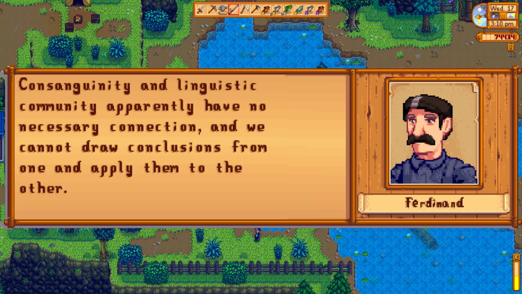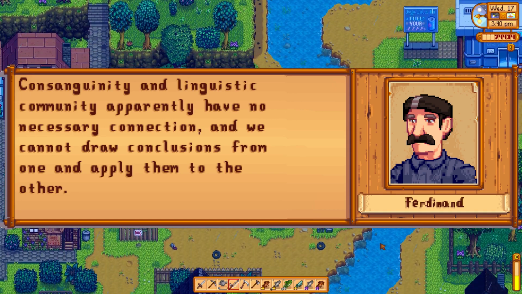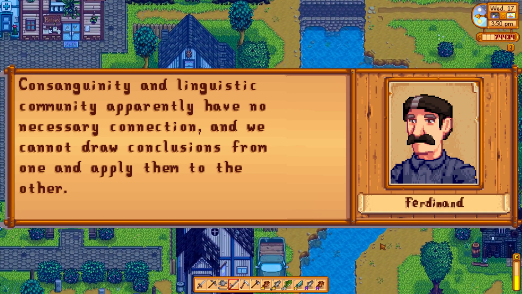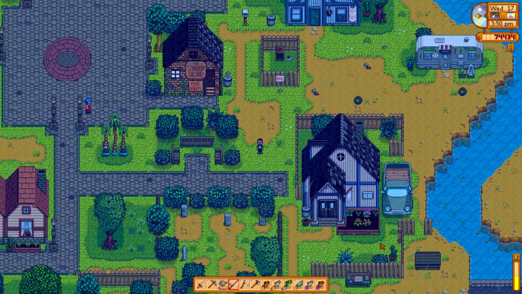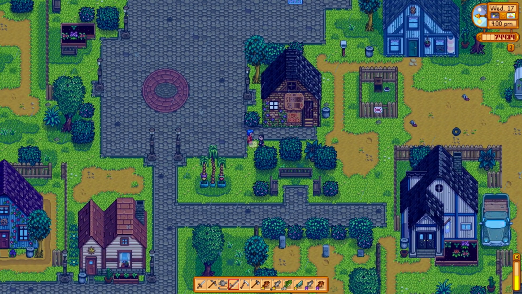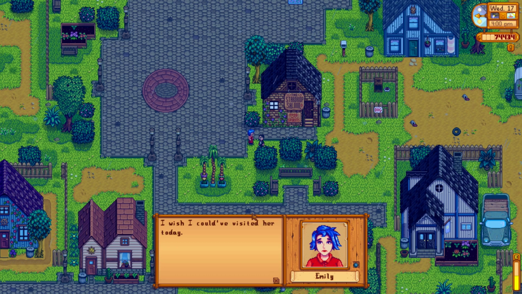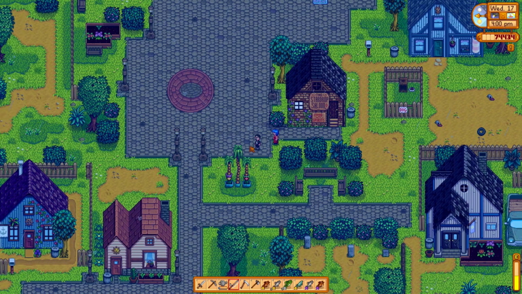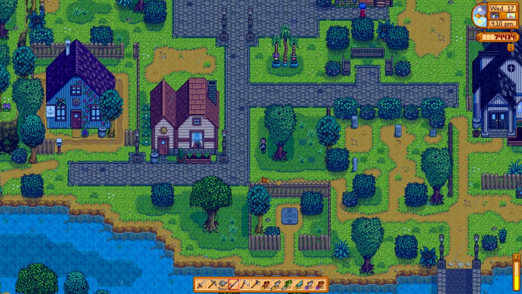Consanguinity and linguistic community apparently have no necessary connection, and we cannot draw conclusions from one and apply them to the other. This leads us to the next subchapter, ethnic unity. Although it's impossible to learn about race through language, ethnicity is another thing entirely. By ethnicity, Saussure is referring to unity of things like religion, civilization, and common defense, to name a few.